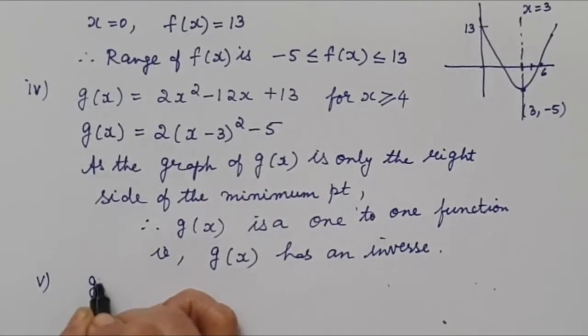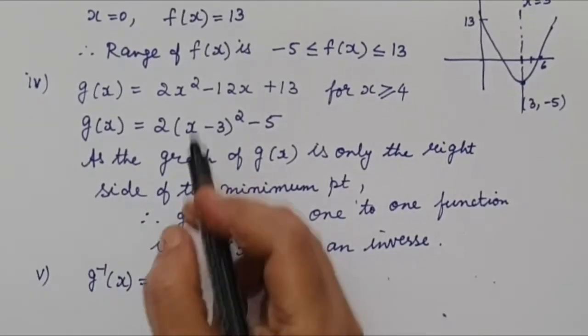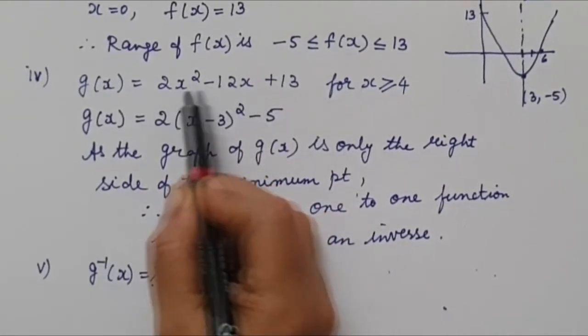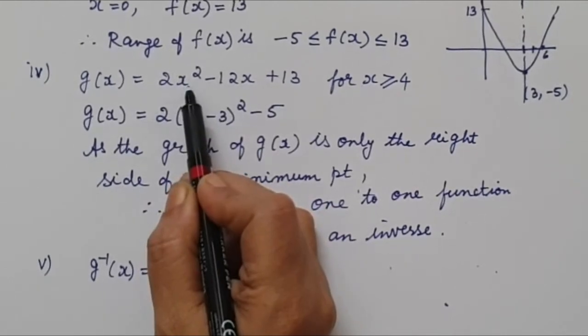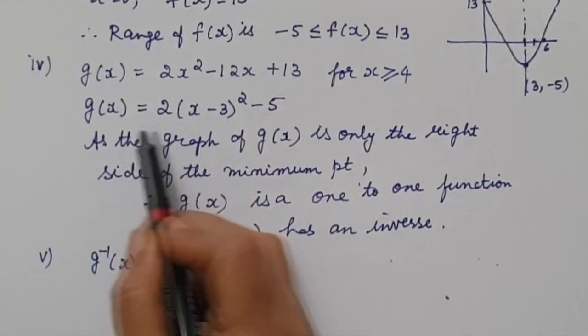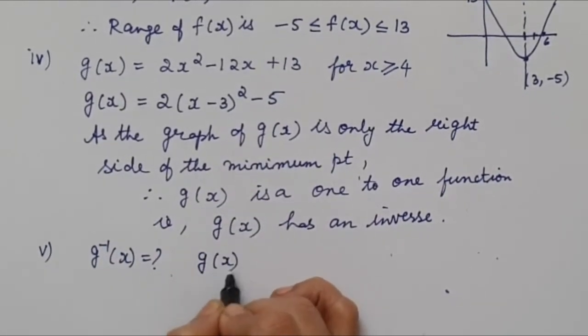The fifth part, g inverse of x you need to find. So already, when it is a quadratic function, we have an x squared and an x. So it is difficult to make x the subject. That is, you cannot find one single x. So what we do is, we use the completing square format and then we find out our inverse function.